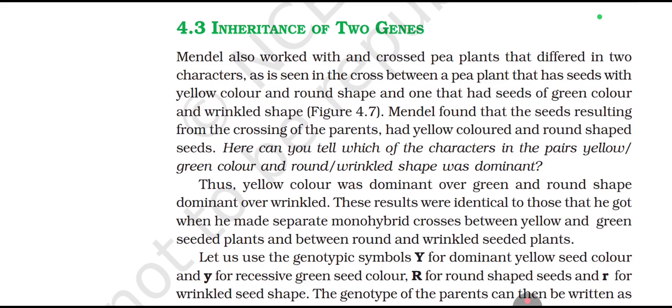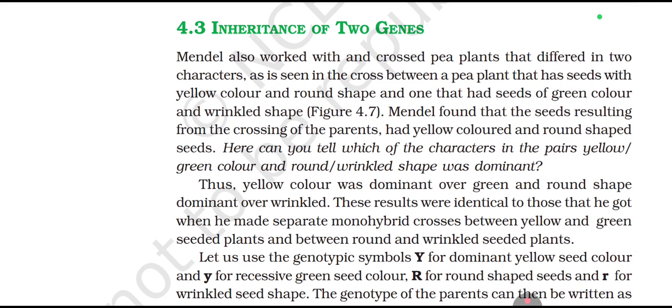4.3 Inheritance of two genes. Mendel also worked with and crossed pea plants that differed in two characters, as is seen in the cross between a pea plant that has seeds with yellow color and round shape and one that had seeds of green color and wrinkled shape. Figure 4.7.